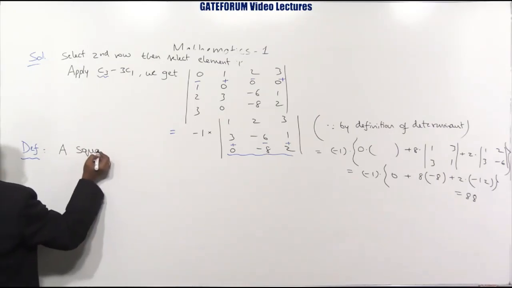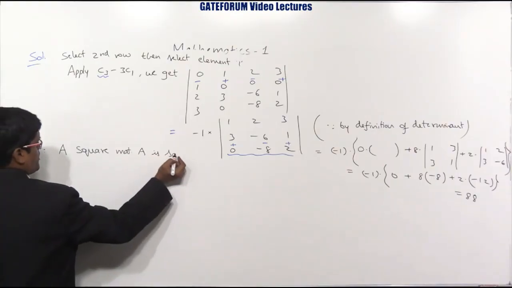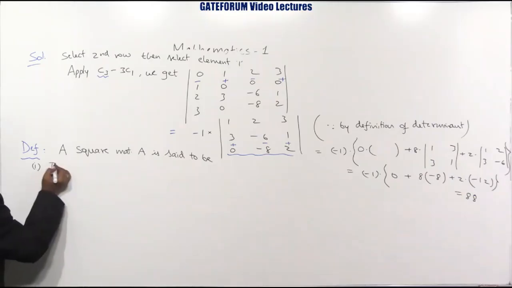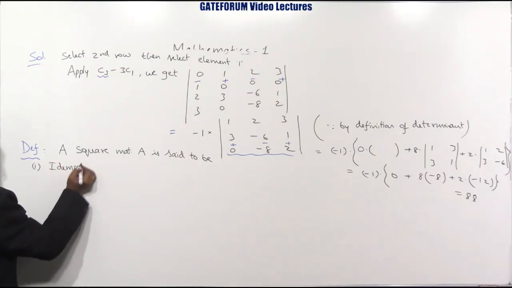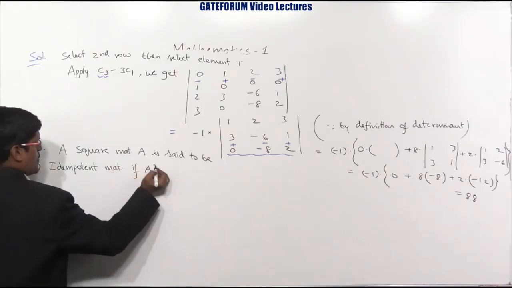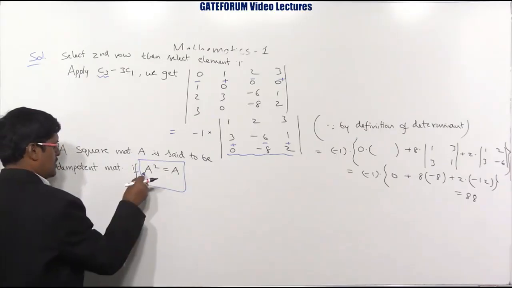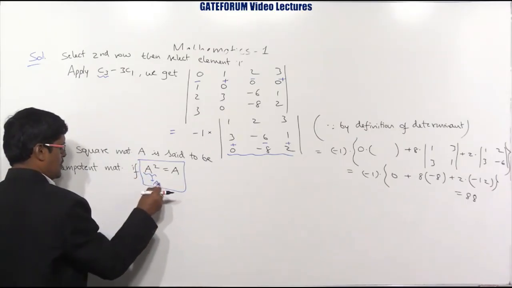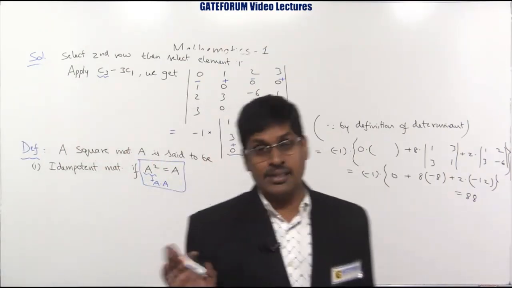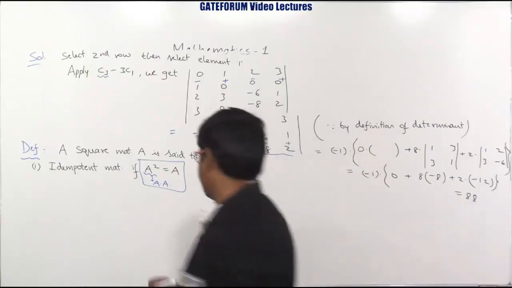A square matrix A is said to be, number 1, an idempotent matrix if A square is equal to A. This A square is nothing but the matrix multiplied by itself. A square doesn't mean the square of every element. It is matrix A multiplied by itself, which is nothing but the square of that matrix.